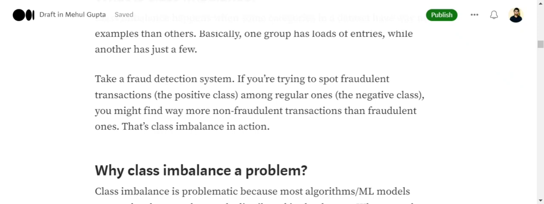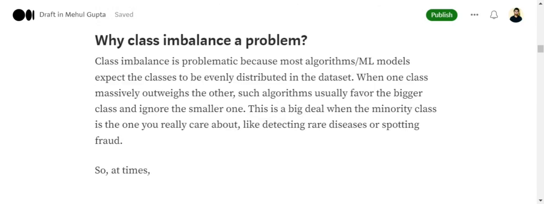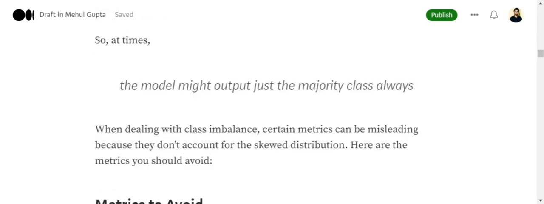So basically, if 1,000 non-fraud transactions are happening, in that case, out of 1,000, only one would be a fraudulent transaction. So when you would be training an ML model over such a data set, it would be a big problem because the model has way more data on one of the classes as compared to the other. Eventually, while tuning the weights of the model, what will happen? Such algorithms will start favoring the bigger class and ignoring the smaller ones. So eventually, what will happen? There might be a case when your model will start outputting just the majority class always.